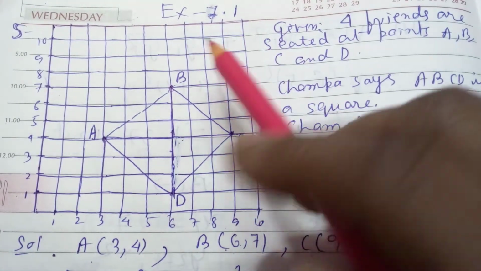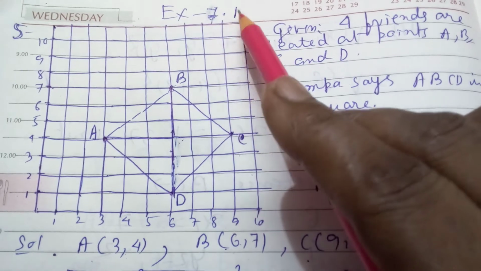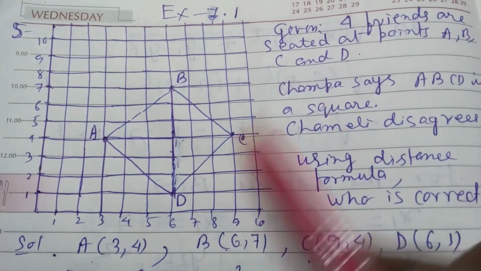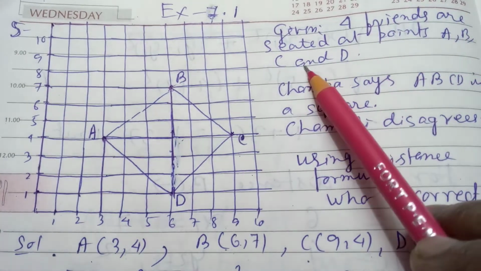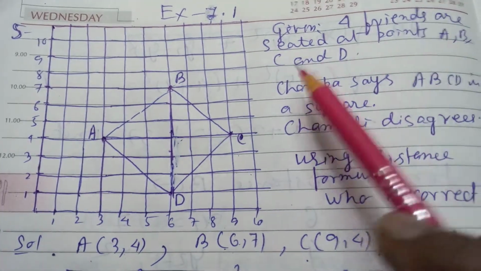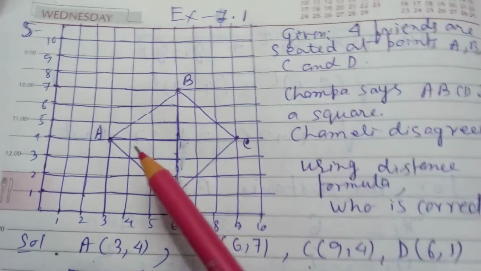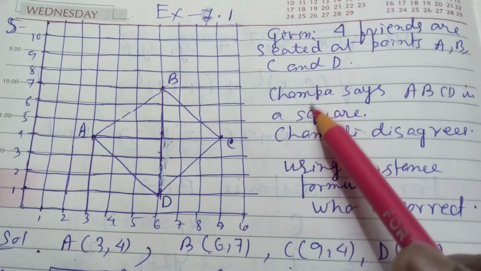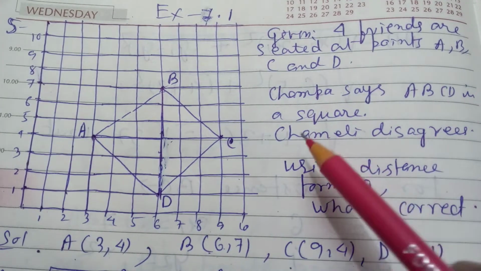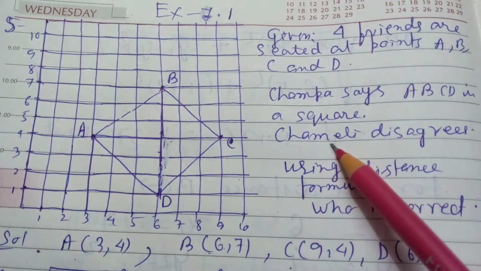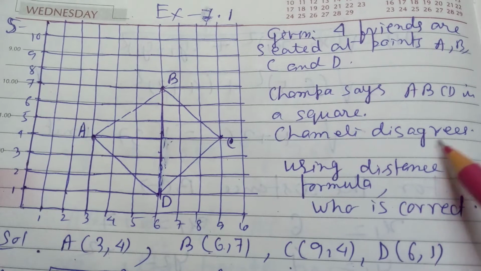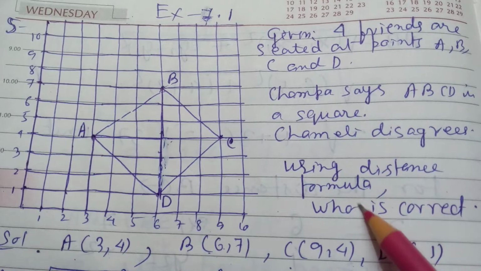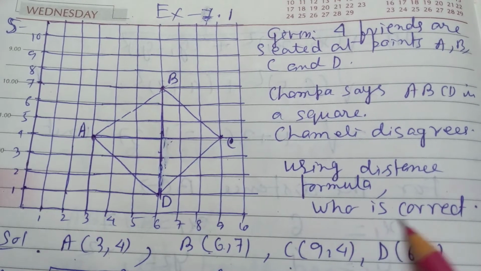Today I shall start exercise 7.1 question number 5. Here a figure is given. Four friends are seated at points A, B, C and D. One student, Champa, says ABCD is a square, and Chameli, another student, disagrees. So using the distance formula, find out who is correct.